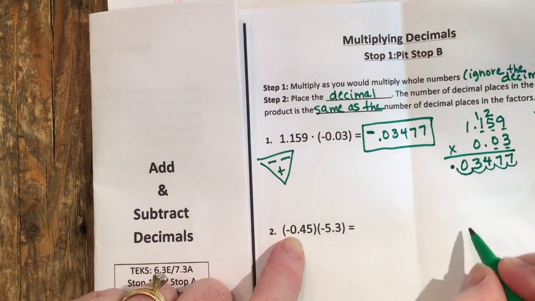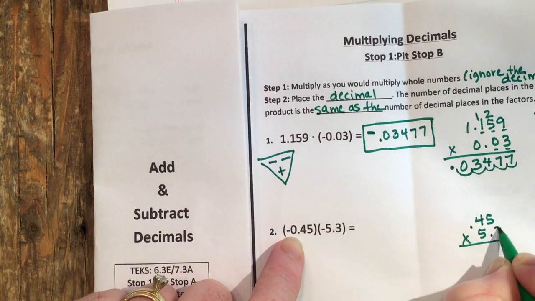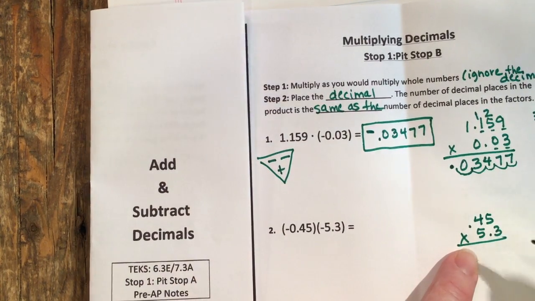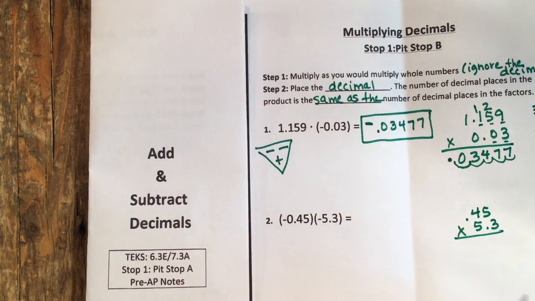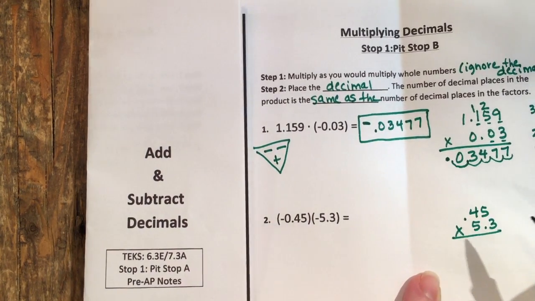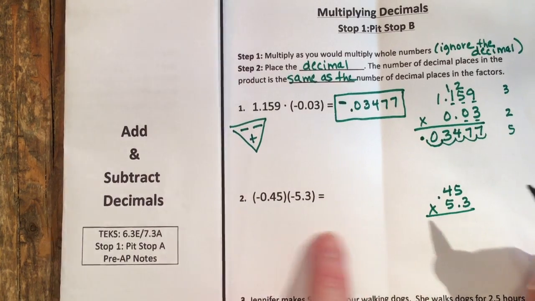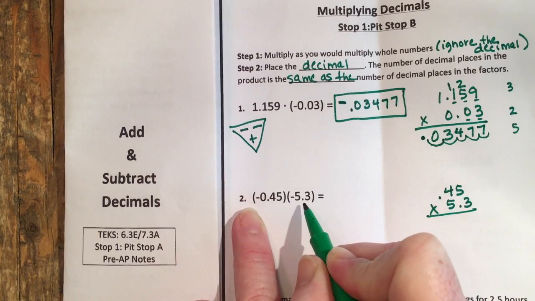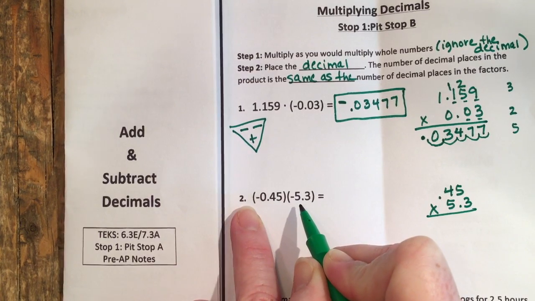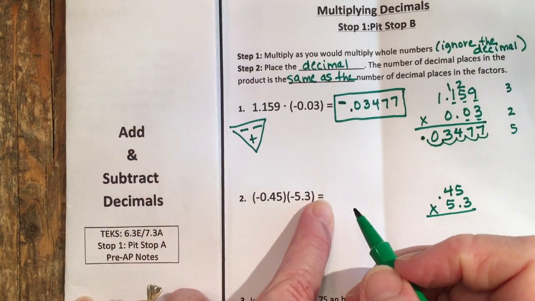All right, let's try it again. So I'm going to be multiplying 0.45 times 5.3. And notice with multiplication, I don't need to line up my decimal because I'm really ignoring that decimal until the very end. So it's really not like adding and subtracting where you have to line it up. In multiplication, you can kind of just line up your numbers and multiply. I do want to make sure that I pay attention to my signs. So this time I have a negative times a negative. Let's go ahead and decide, is that going to be a positive or negative answer? Negative times negative is positive, so this is going to be positive.